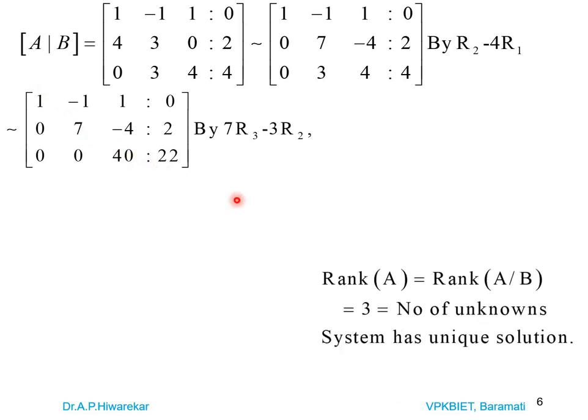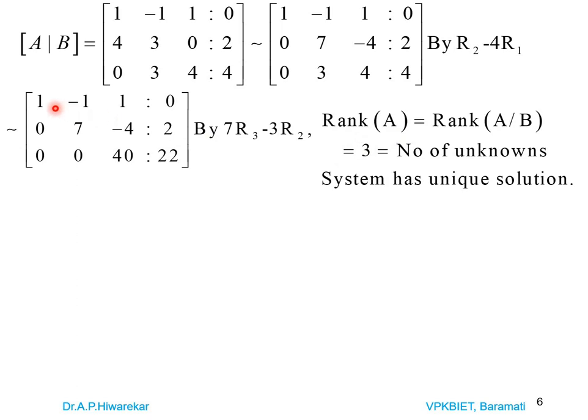So here we have rank of A, if we cut this part, is 3, because there are 3 rows, all are non-zero. Also the rank of AB is the same, which is 3, and that is equal to the number of unknowns. So we have got unknowns I1, I2 and I3. So the system is consistent and has a unique solution.